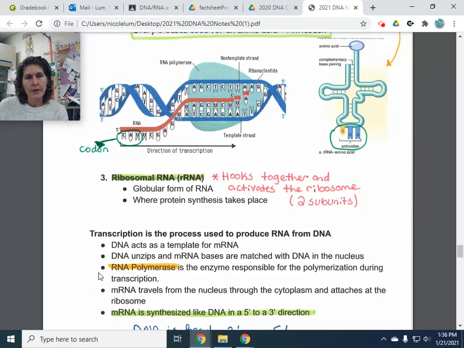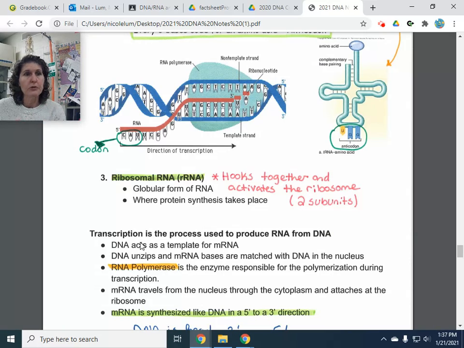Messenger RNA then breaks off from DNA. DNA just goes right back together again. Those two strands, the hydrogen bonds, come right back together. I don't need to replicate or anything else, those are different processes. So once I've transcribed that little section, the hydrogen bonds between my original DNA base pairs come right back together, and my single strand of messenger RNA is going to exit the nucleus.